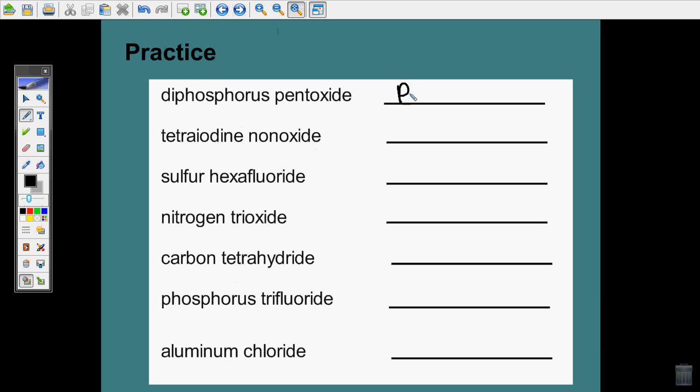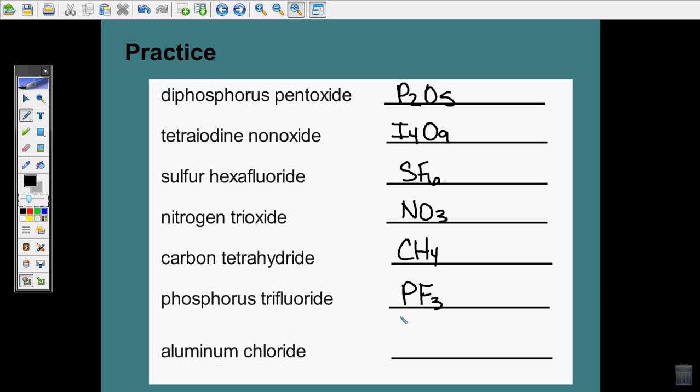Alright, so let's try and write these. Diphosphorus pentoxide, so that means I have 2 phosphorus and 5 oxygen. Tetraiodine nonoxide, so I have 4 iodine and 9 oxygen. Sulfur hexafluoride, so S, F, and I have 6 of them. Nitrogen trioxide. Carbon tetrahydride. Phosphorus trifluoride.